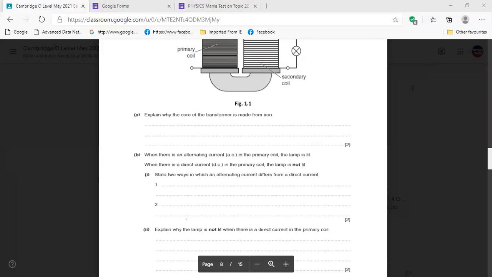DC is the flow of current in one direction, whereas AC current reverses.